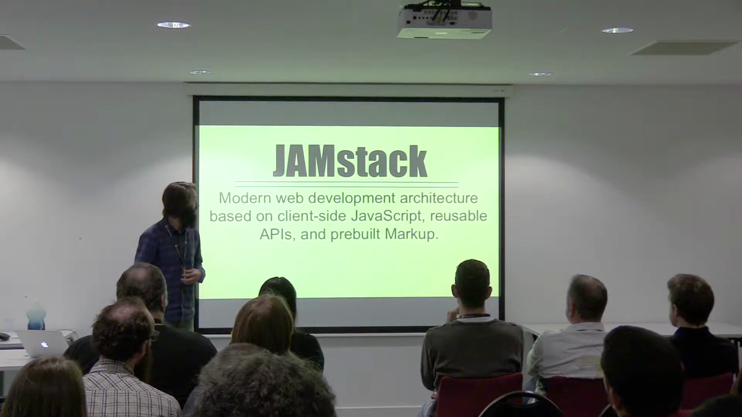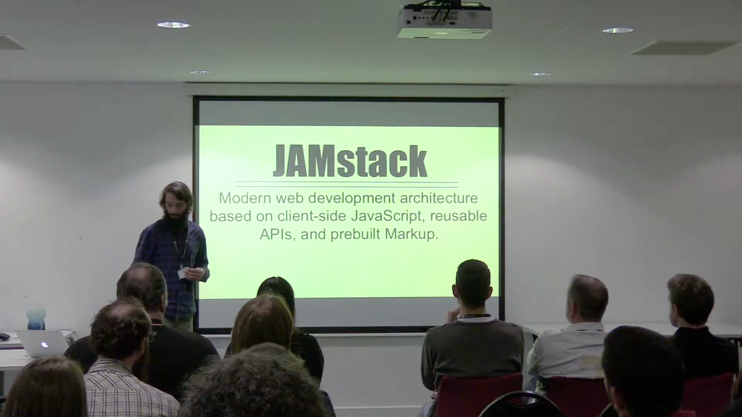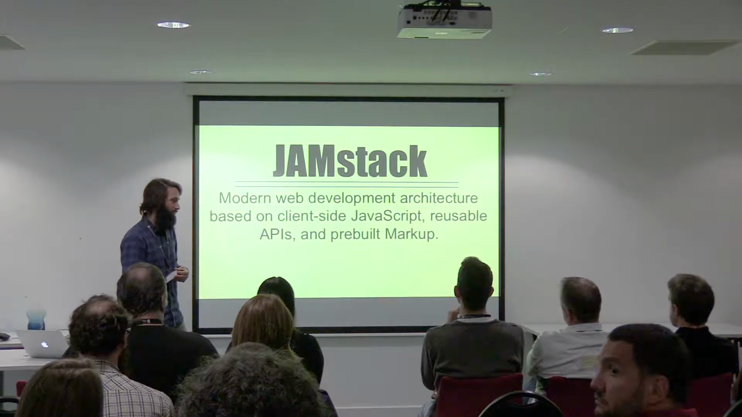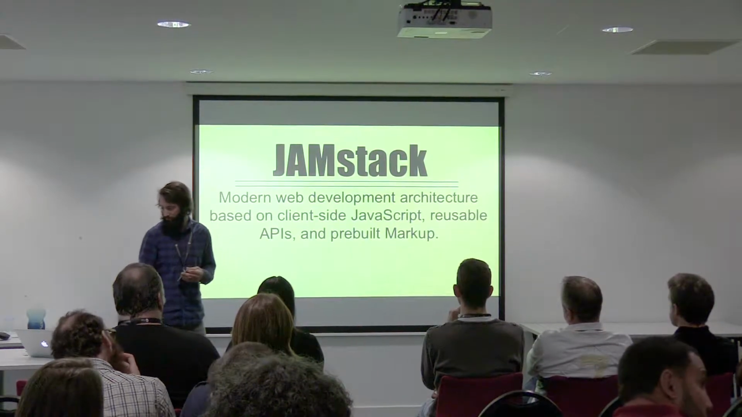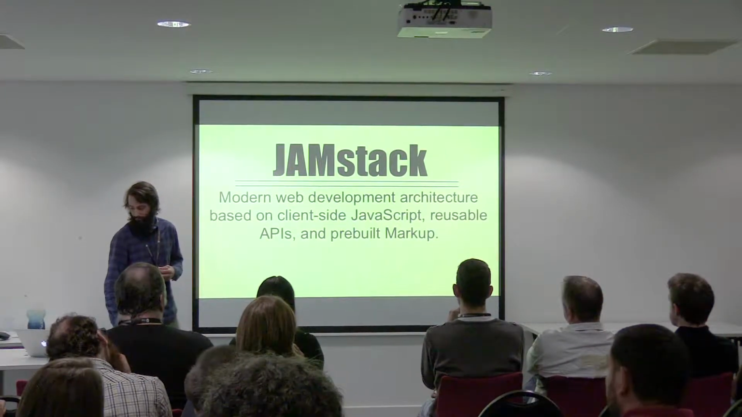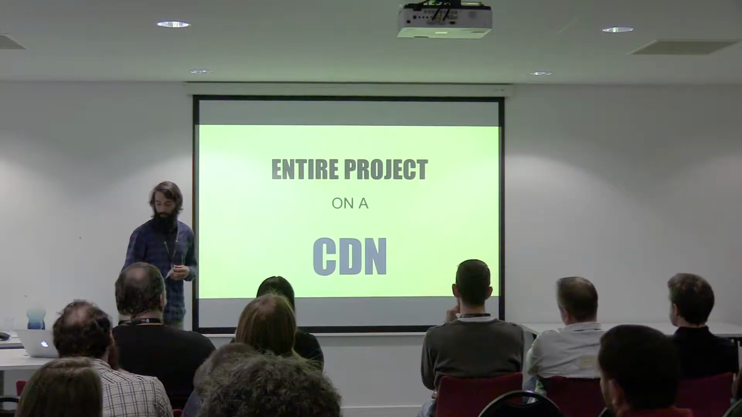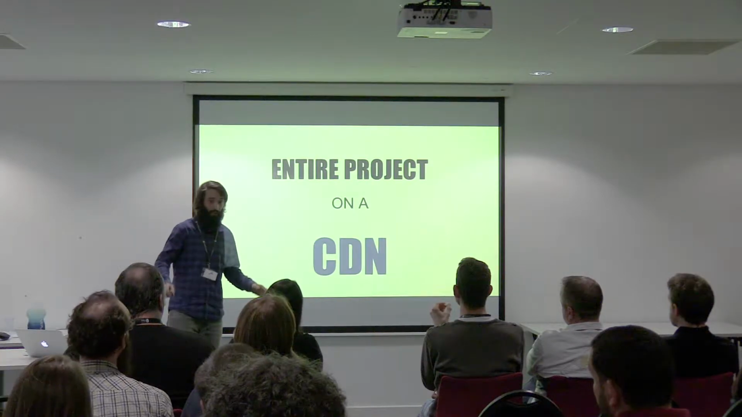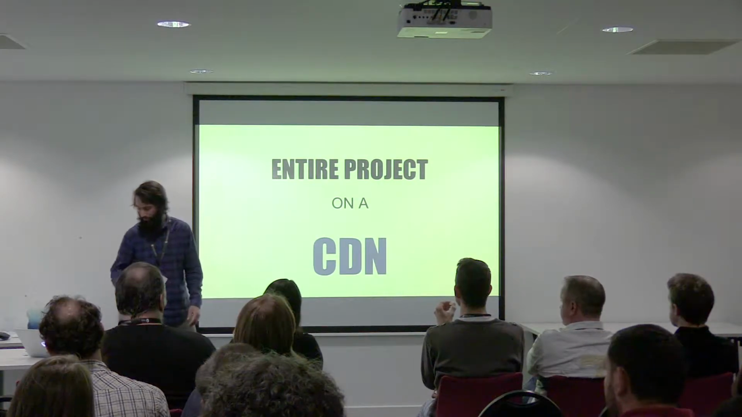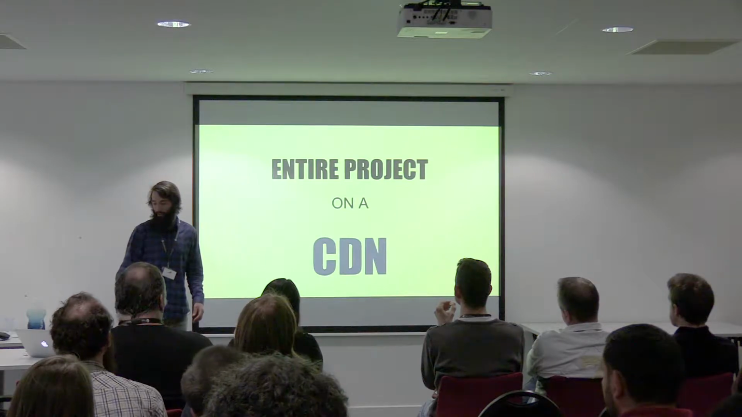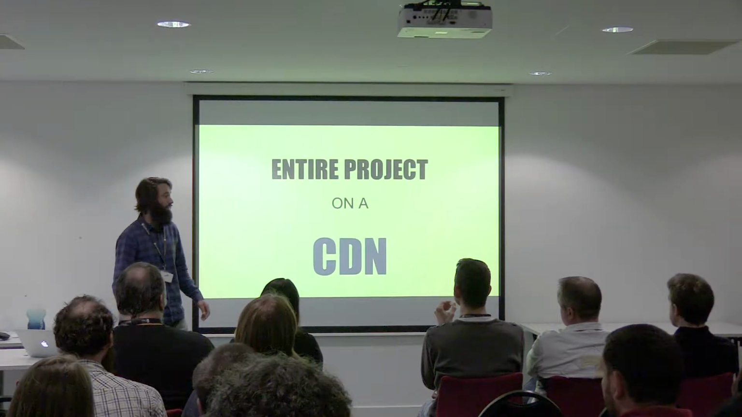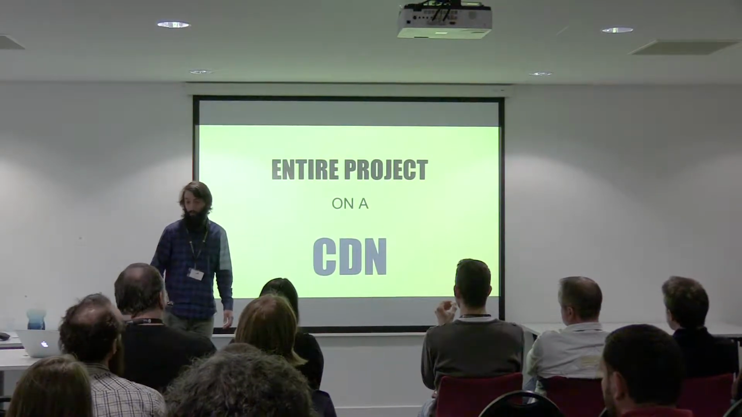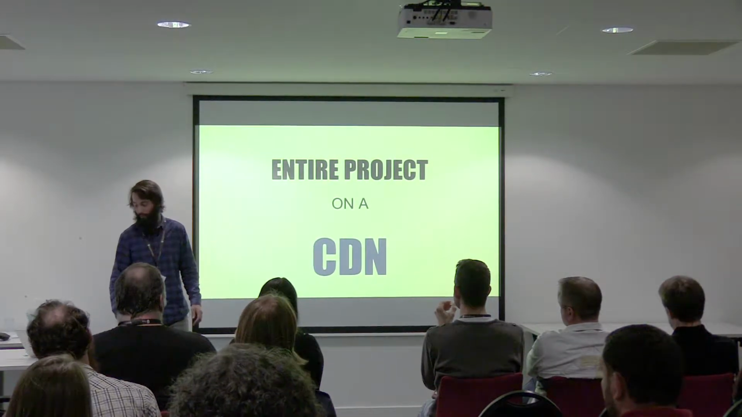So now we've got JAMstacks, which are JavaScript, APIs, and markup stack. The main thing with a JAMstack site is that everything's served from a CDN. So it's nice, it's super fast. It's distributed everywhere, so wherever you are, it's always going to be fast, and it's always going to be good.